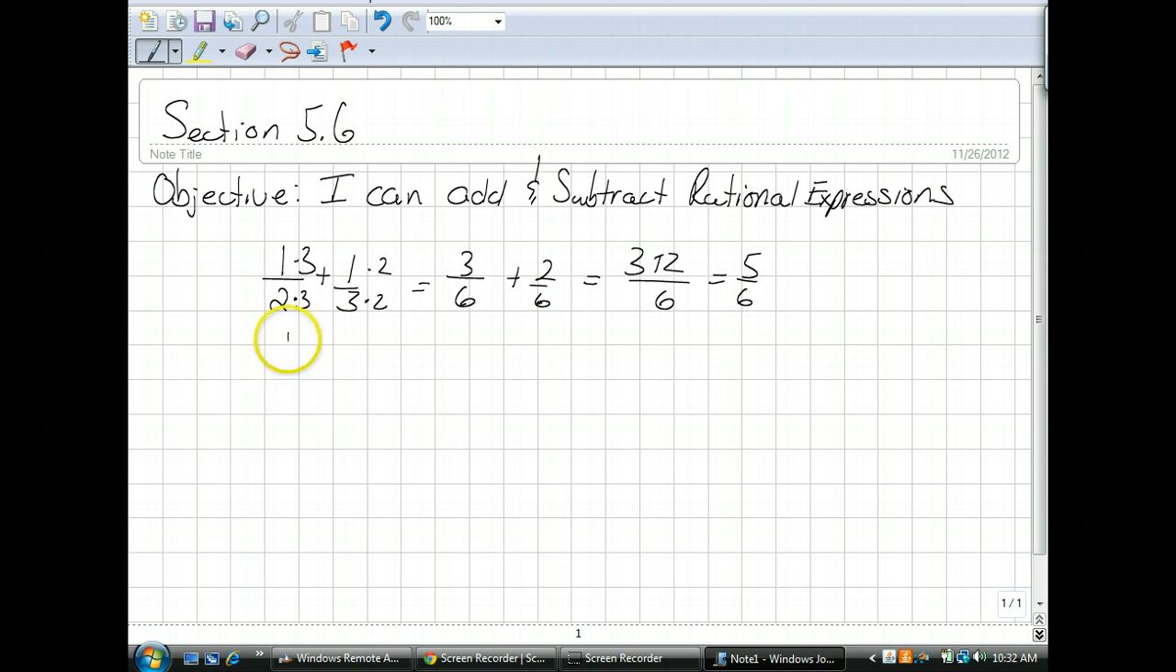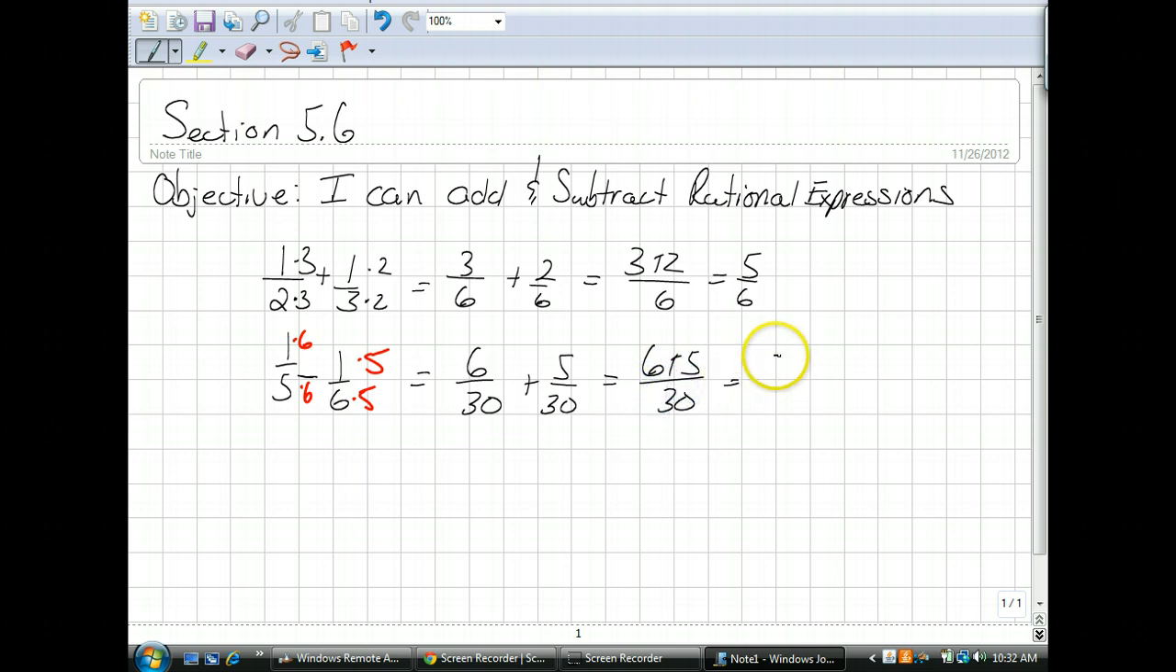So for instance, if I had 1/5 minus 1/6, my first goal would be to get a common denominator. The common denominator would be 30, so I would multiply this top and bottom by 6 and this top and bottom by 5, which would give me 6/30 minus 5/30 equals (6 minus 5)/30, or we would normally just write that as 1/30.